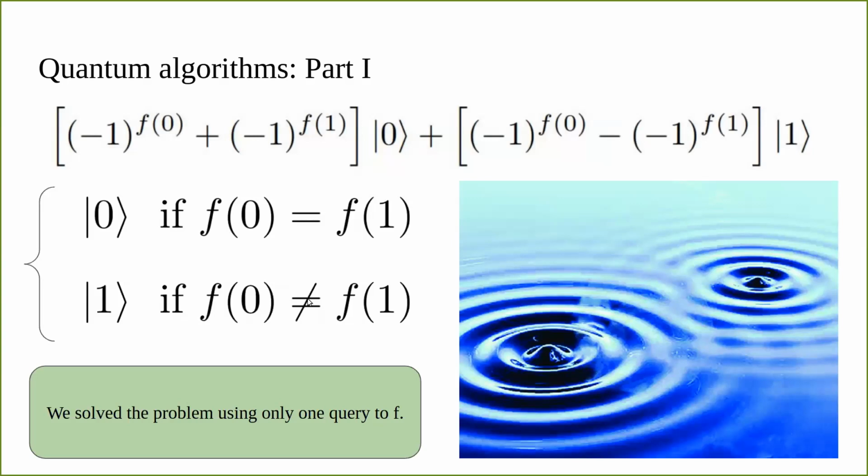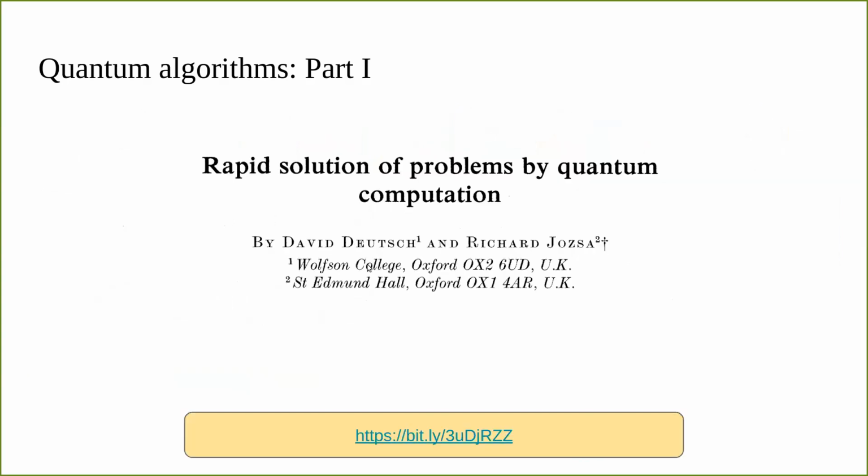And the punchline is that we solved the problem using only one query to f, whereas in the classical case, we needed two queries. So this is the quantum algorithm described in the paper by Deutsch and Jozsa, Rapid Solution of Problems by Quantum Computation, in, I believe, 1992. And if you want to learn more about this, I encourage you to follow this link, and there will be some more about the Deutsch-Jozsa algorithm there.